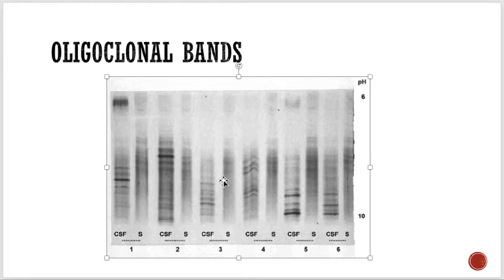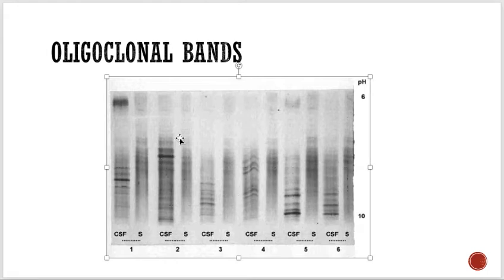So this is called electrophoresis. What I'm talking about is electrophoresis, right? Basically you can see these bands, this one, this one, this one, this one. These are bands of proteins, right? In certain conditions like multiple sclerosis, some of the proteins are increased in the CSF.